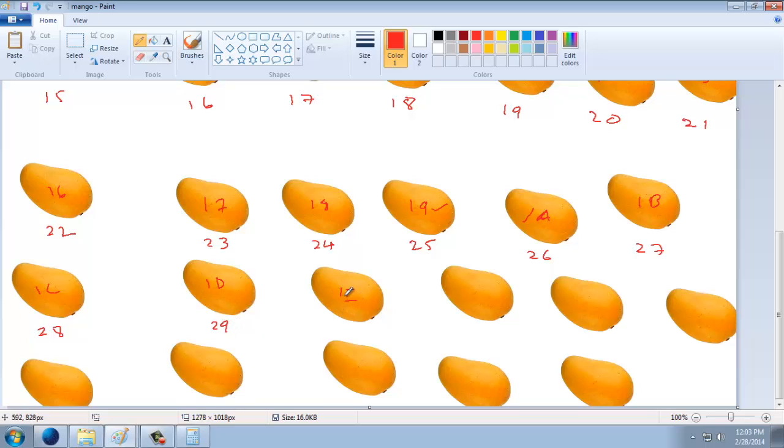1e in decimals, it is 30, correct. So in decimals after 9 we don't have another digit, so we use the next number 30. 29 is over, the next number we'll use 3 here, and then again start repeating from 0 to 9. 1e is 30, 1f is 31.